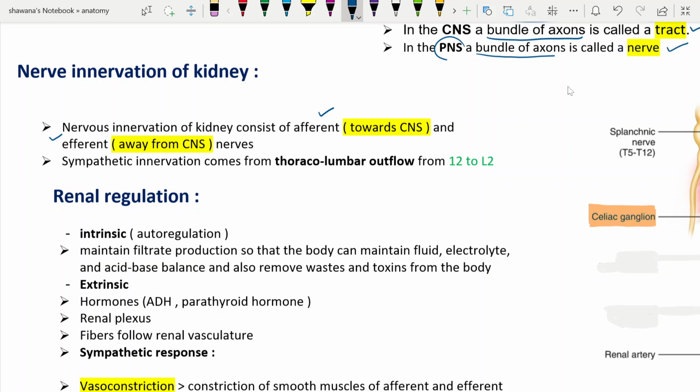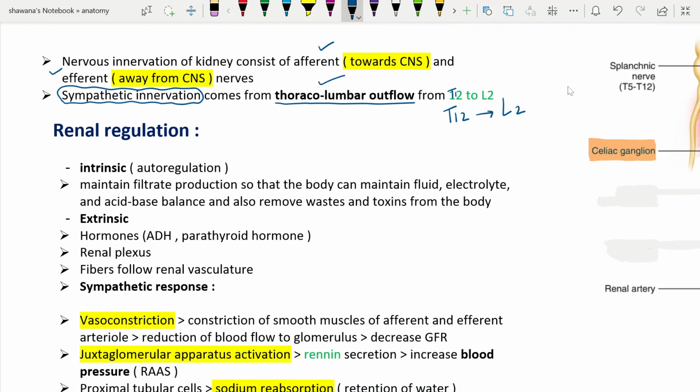The major innervation of the kidney is sympathetic. I need you guys to understand it. The parasympathetic has only a little influence on the kidney, through the vagus nerve, but sympathetic innervation is very, very important in the kidney. It comes from the thoracolumbar outflow. Thoracolumbar outflow is mainly sympathetic, from T12 to L2, okay? T12 to L2 when it comes to the sympathetic innervation. I will make it clear, just wait.